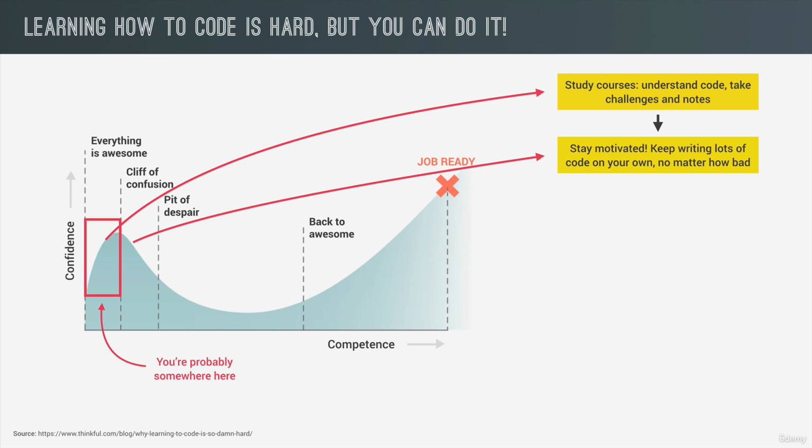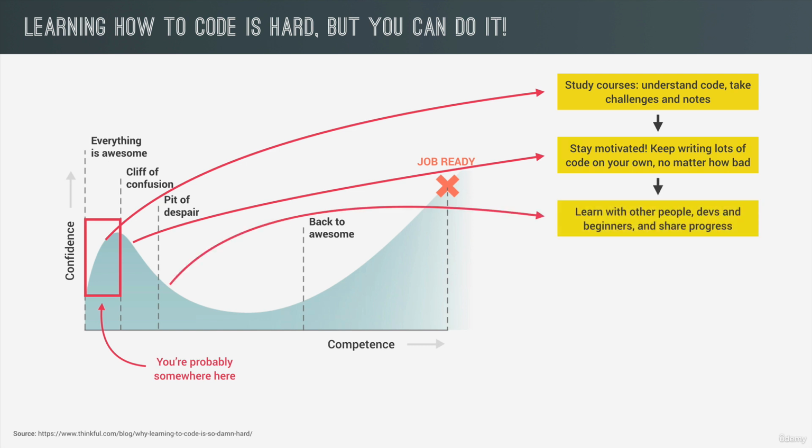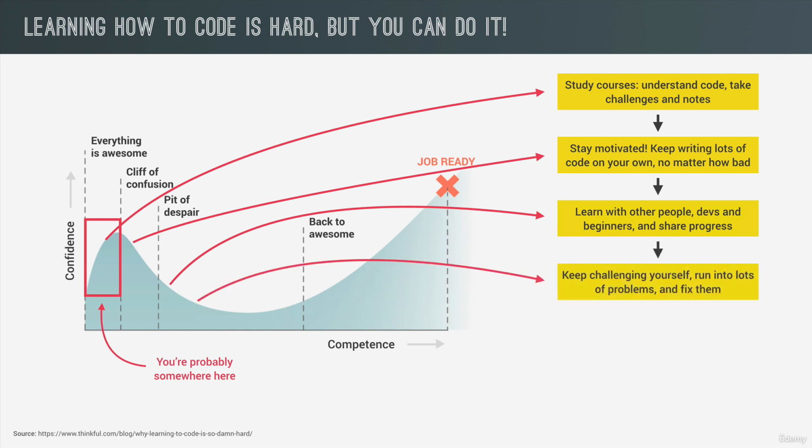You might start to feel lost, but a great solution for this is to start learning with other people, like other beginners or even other developers who might mentor and help you along the way. To leave the pit of despair, you must keep challenging yourself. You cannot stop here, okay? So keep building bigger and bigger projects, run into lots of problems, and keep fixing them. You really need to have this mindset of fixing problems in order to become a web developer. It's what we do all day long, basically.